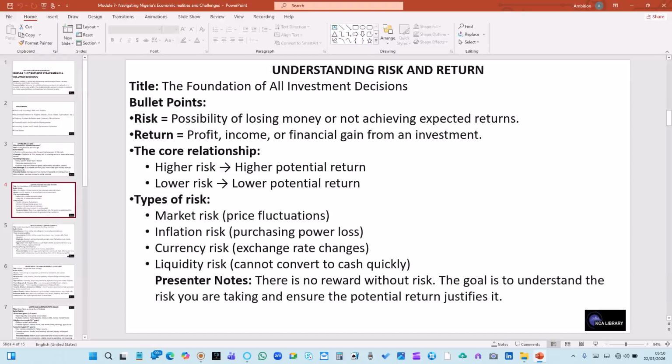Now we have different types of risk. Some of them include market risk, which includes price fluctuation. We have inflation risk, which includes purchasing power loss. Then we have currency risk, that is exchange rate fluctuation. Then we have liquidity risk, which is being unable to convert to cash quickly. Now note that there is no reward without risk. Therefore, the goal is to understand the risk you are taking and ensure the potential return justifies it.